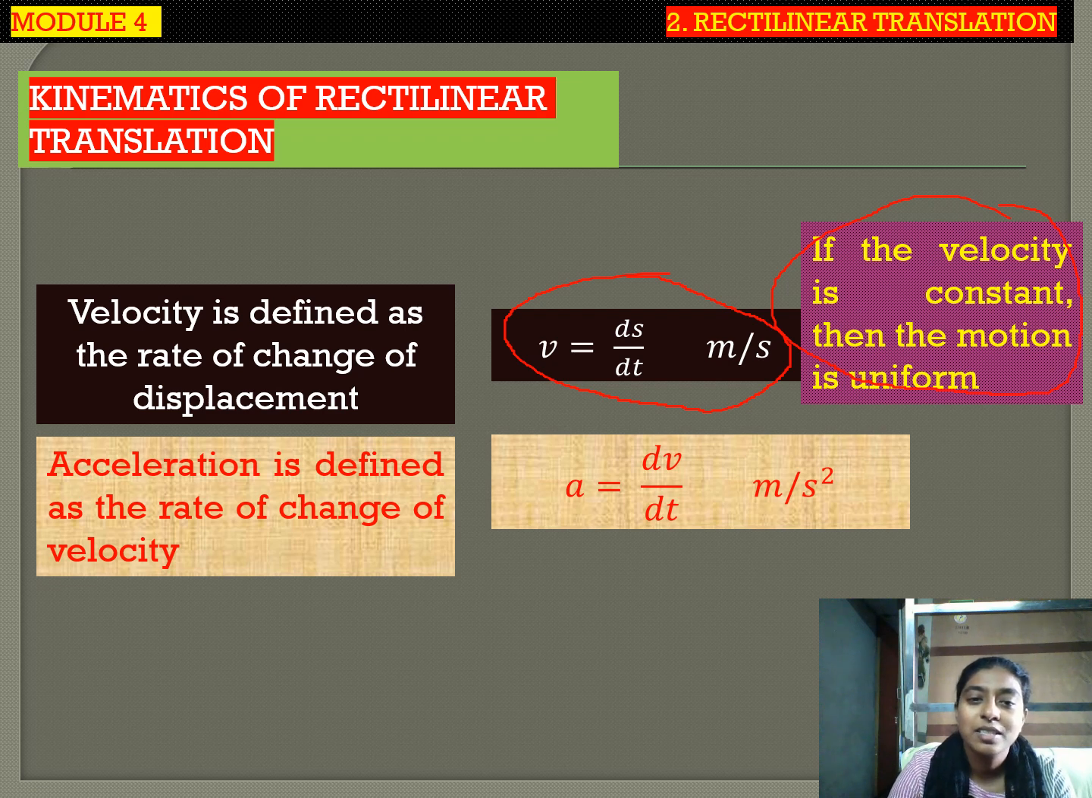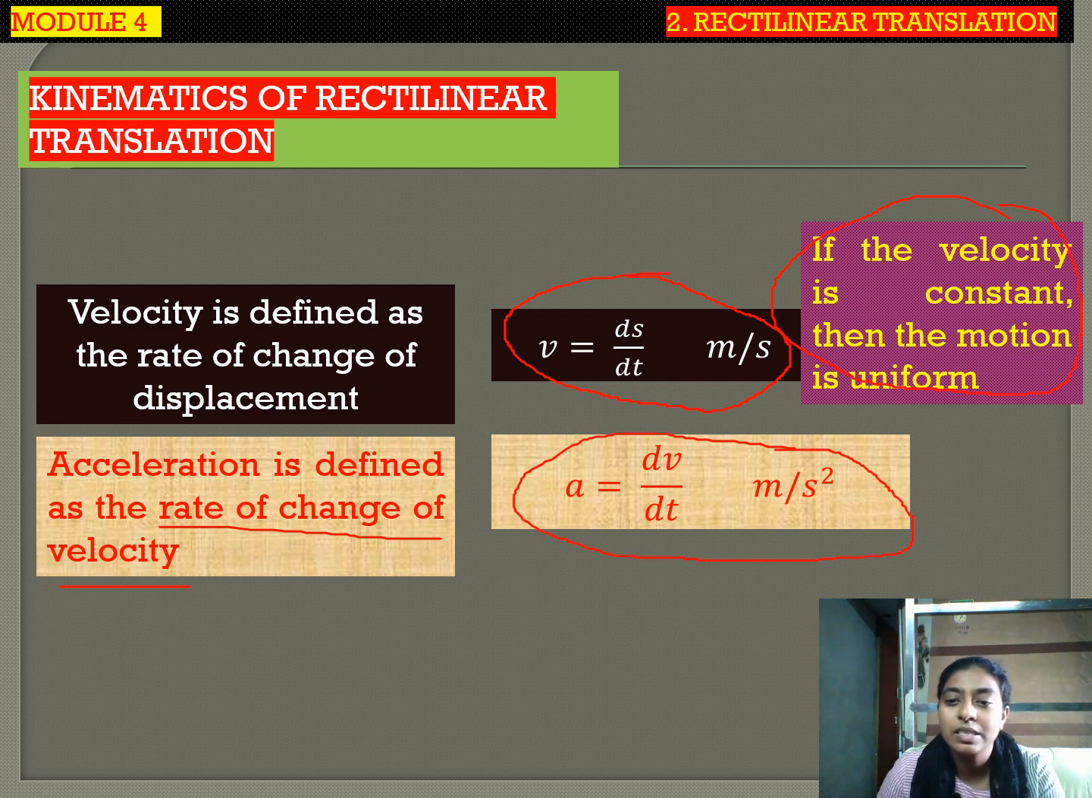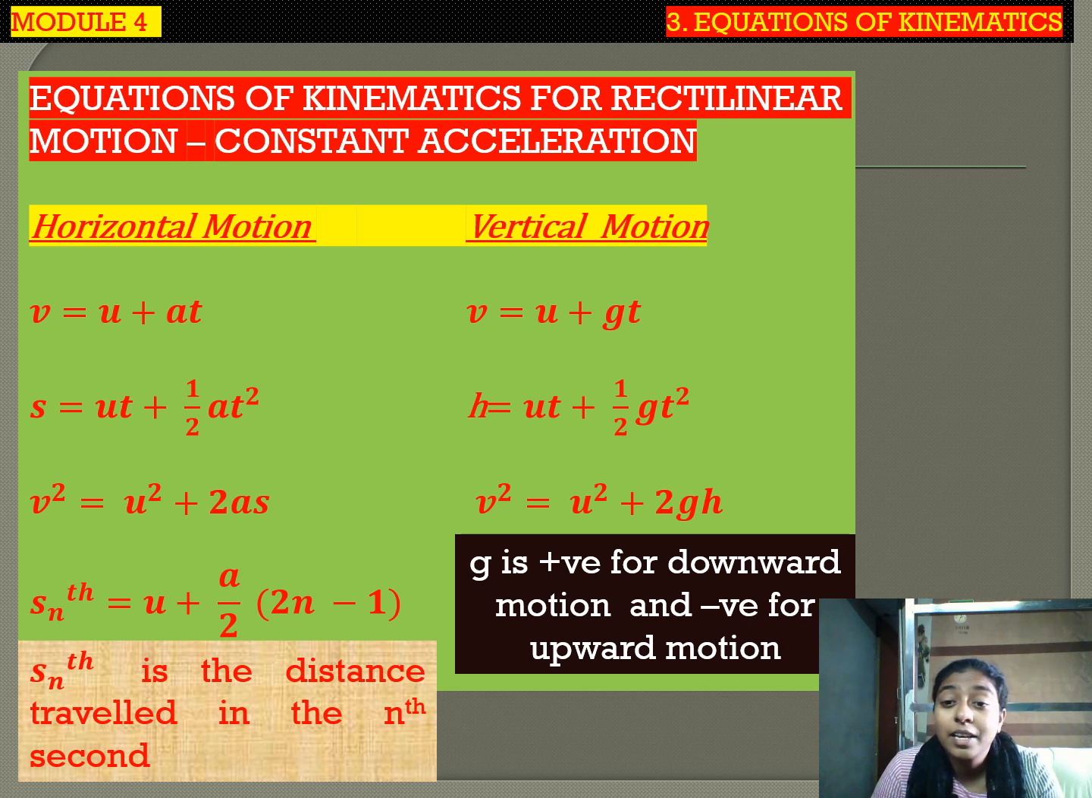Now, acceleration is defined as the rate of change of velocity. If velocity is changing, then we have acceleration, and acceleration is dv by dt, the rate of change of velocity with respect to time, and the unit is meter per second square. And this can be acceleration or deceleration. For deceleration, a is substituted by minus a. If the acceleration is reduced, we call it deceleration.